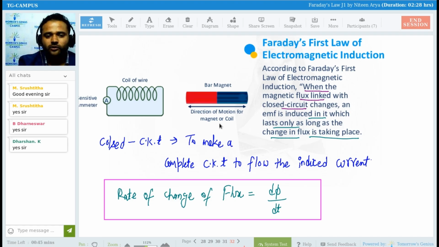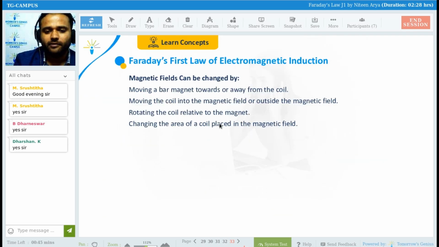As we know, rate of change of displacement or distance is velocity, and rate of change of charge is current, I basically. In the same sense, d phi by dt is the rate of change of flux. Until there is a relative motion, this rate of change of flux is going to be there, and till then you have this induced current or EMF.